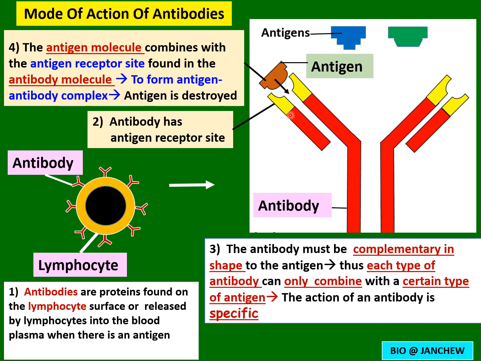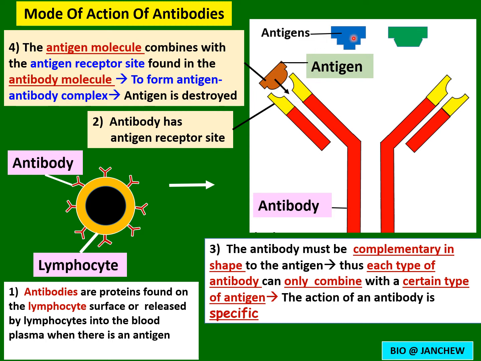Now, after that, the antibody can destroy the antigen, and there are various ways that the destruction of antigen occurs. After that, phagocytes will move in to ingest the particles. So the antibody must be complementary in shape to the antigen. Thus, each type of antibody can only combine with a certain type of antigen that has the matching shape to the antigen receptor site on the antibody molecule.